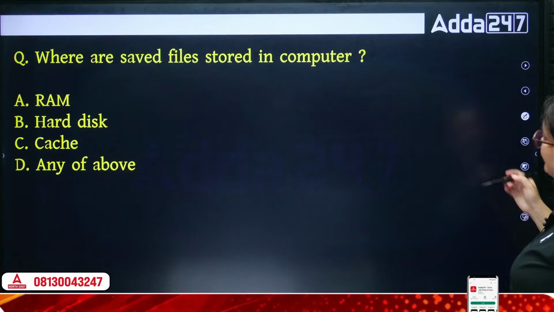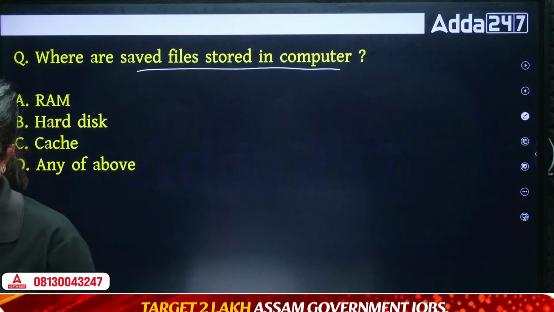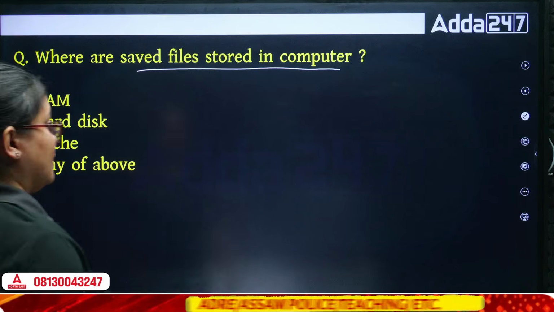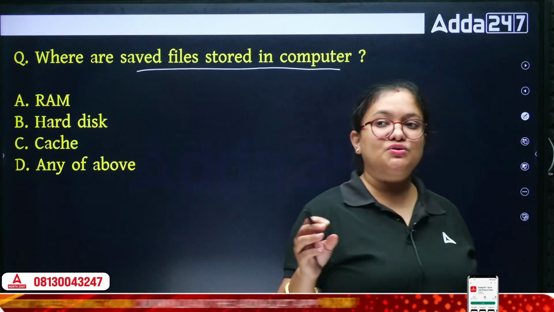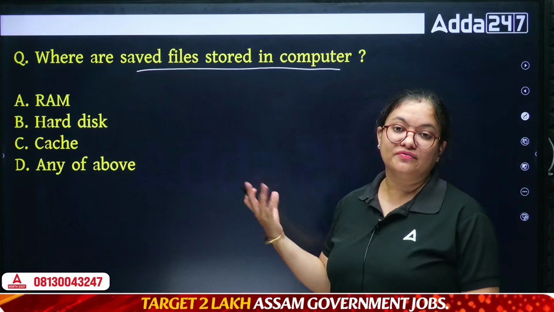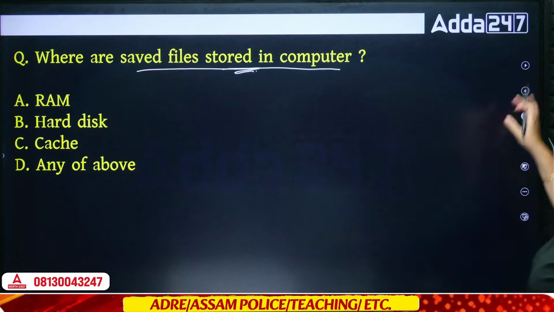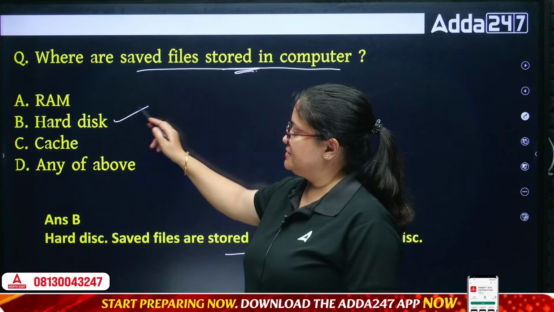Next question, where are the files stored in a computer? Saved files. Now think of a document you have made and presented. Now you want to store it in the computer. So the computer stores the document in which place? In RAM, hard disk, cache or any of the above. Whenever we talk about saved files, they are mostly saved in the hard disk of a computer. I think everyone has answered this correctly.